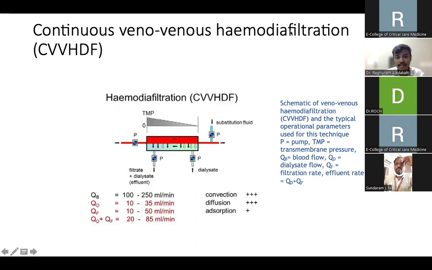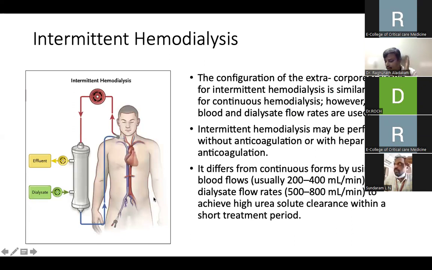Now continuous venous hemodiafiltration means both dialysis and ultrafiltration, that is fluid removal, are happening. Blood flow is 100 to 250 ml per minute. Dialysis flow is 10 to 35 ml per minute. The filtration rate is 10 to 50 ml per minute. QD plus QF is the effluent rate. The effluent rate consists of both filtration and dialysate flow, that is 25 to 85 ml per minute. Here both convection and diffusion are happening, so both added together become the effluent rate, QD plus QF. This is how you can use different combinations in continuous replacement therapy.